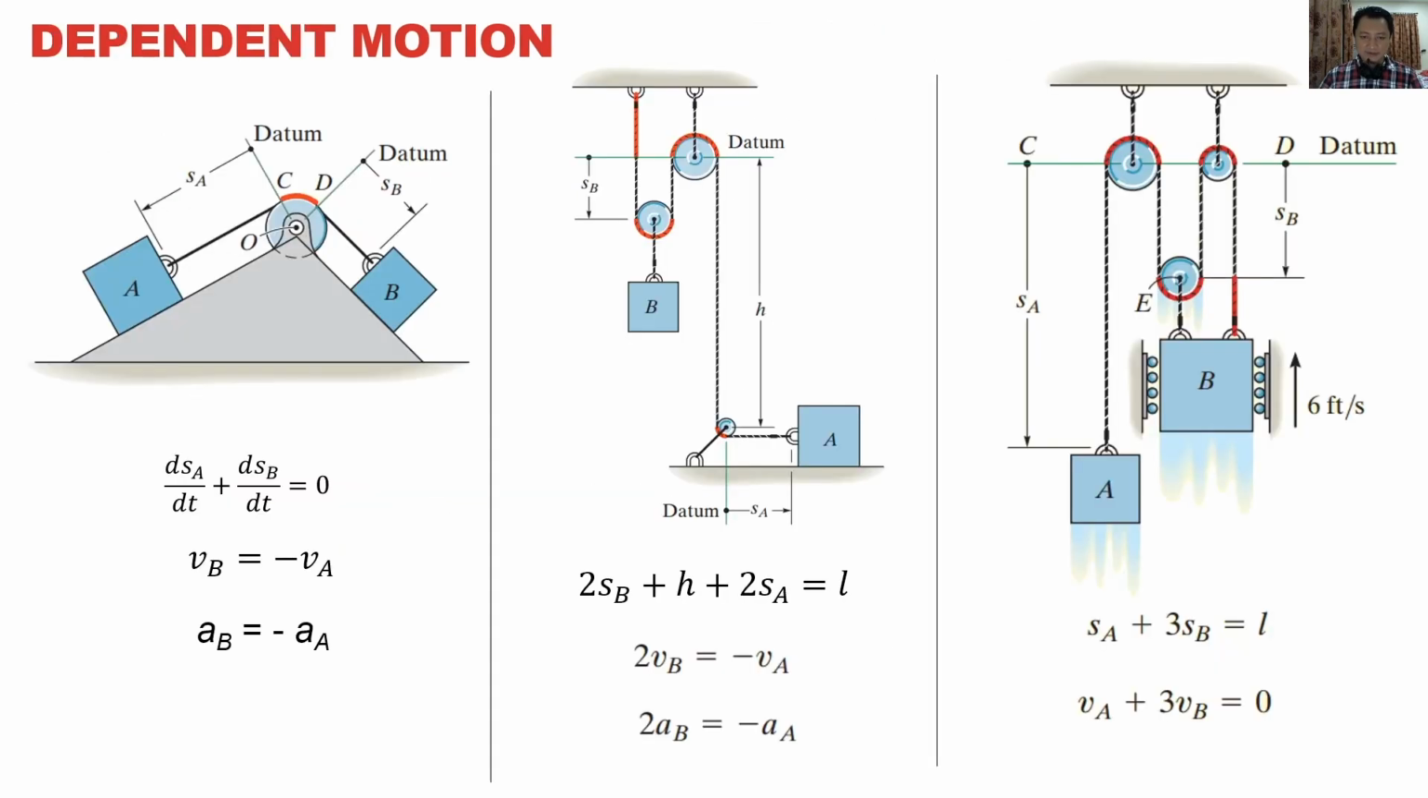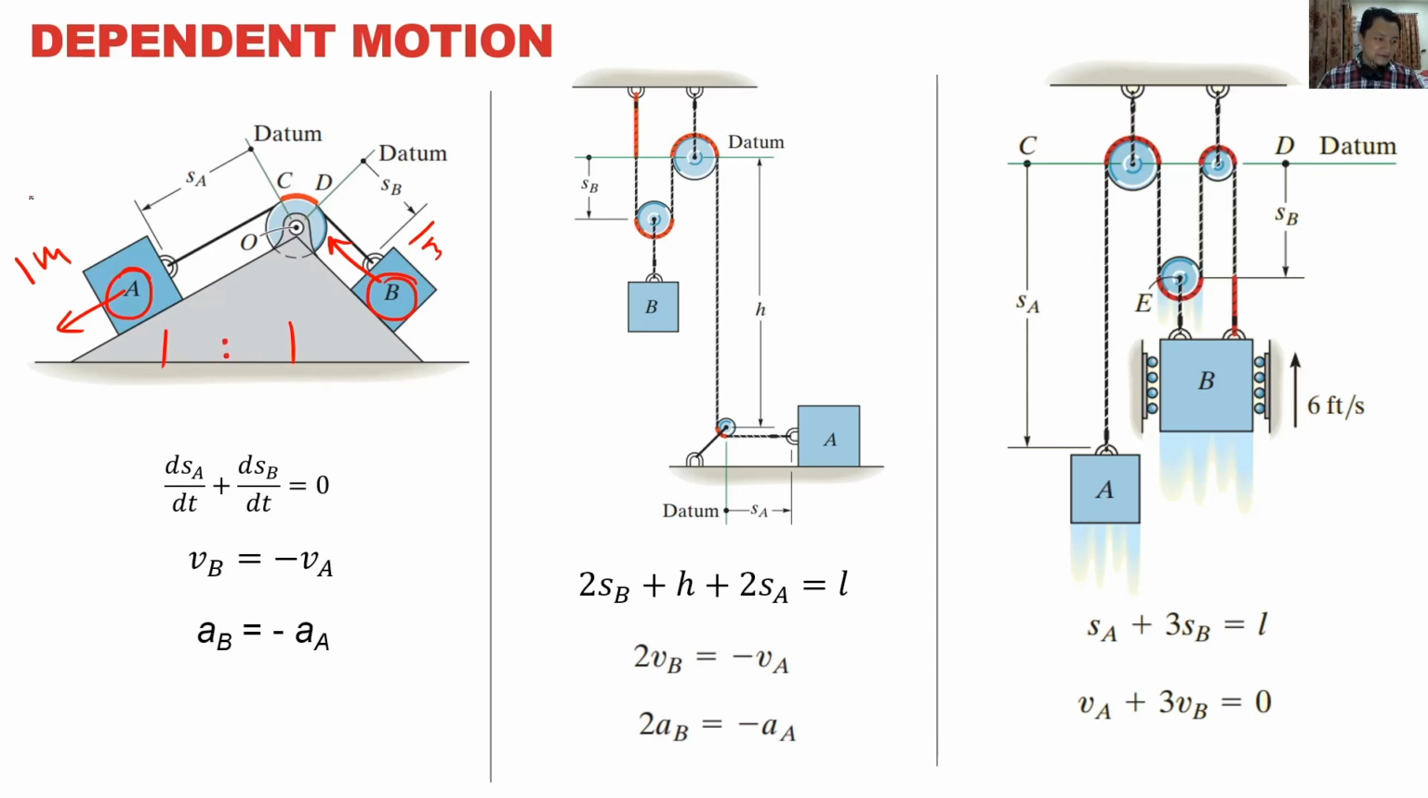And we're going to move on to the next one, which is something called dependent motion. Dependent motion is motion which is dependent on something else. For example, you've got block A and block B. If block A travels down by 1 meter, block B also will travel up by 1 meter. So the ratio is 1 to 1.